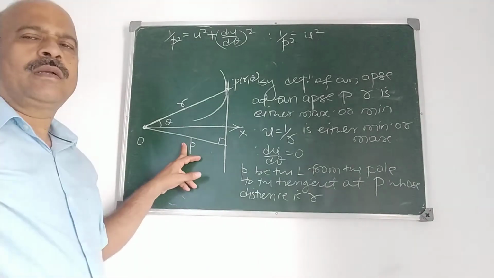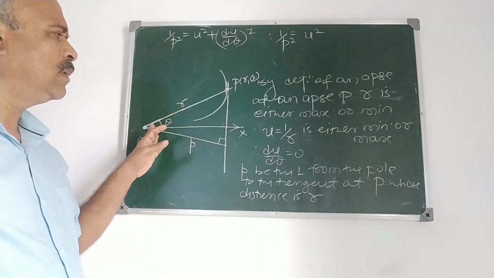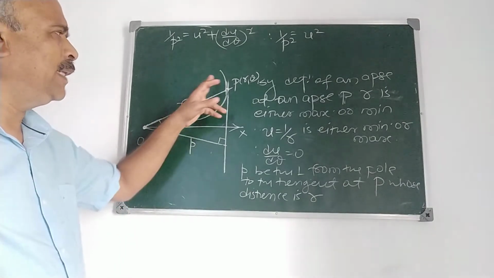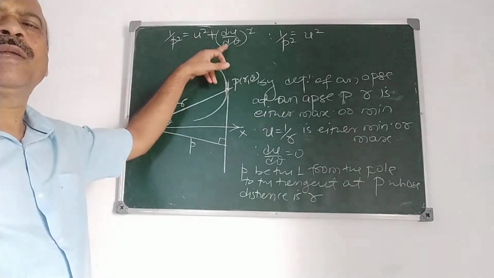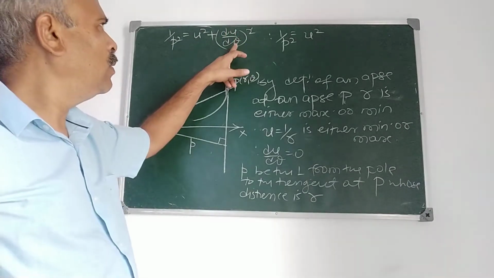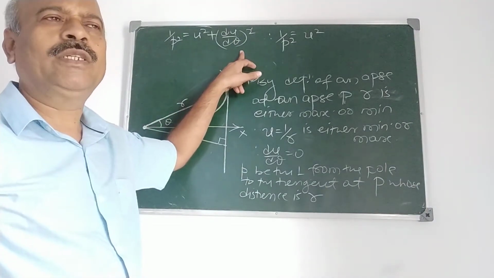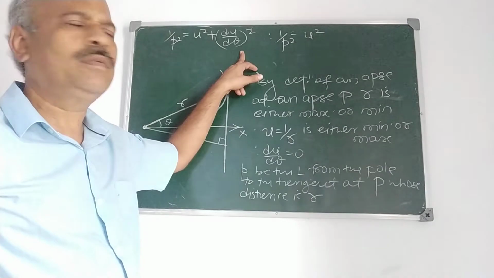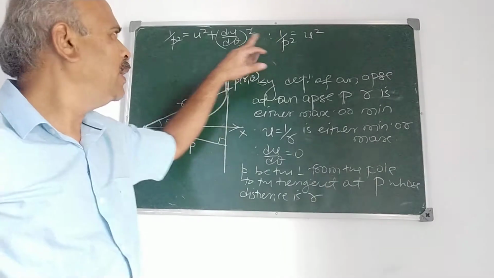If P is the perpendicular from the center to the tangent to the curve at the point P, then 1 upon P square becomes u square plus (du by d theta) whole square. Many times we have used this result in this topic. First we used it in the derivation of the central orbit in the pedal equation. You go to that one and you will get this.